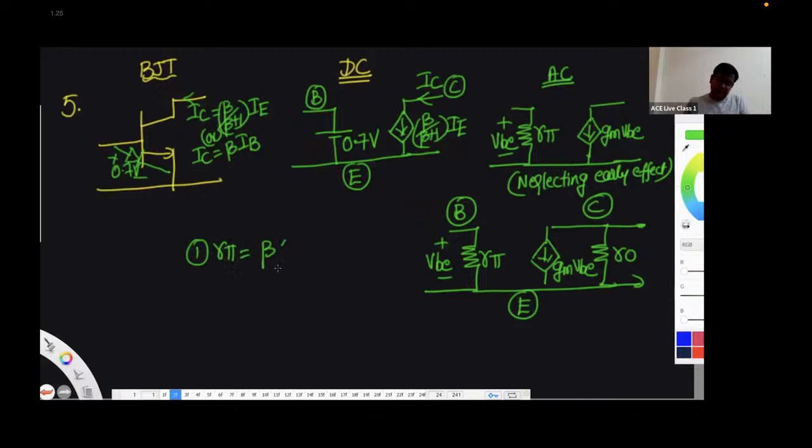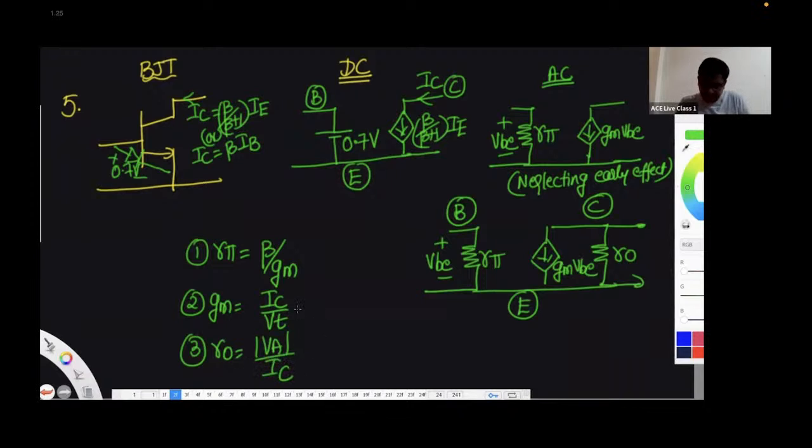R pi is nothing but beta by GM. And GM is nothing but IC by VT. And R0 is early voltage by IC. So these are the values for BJT.